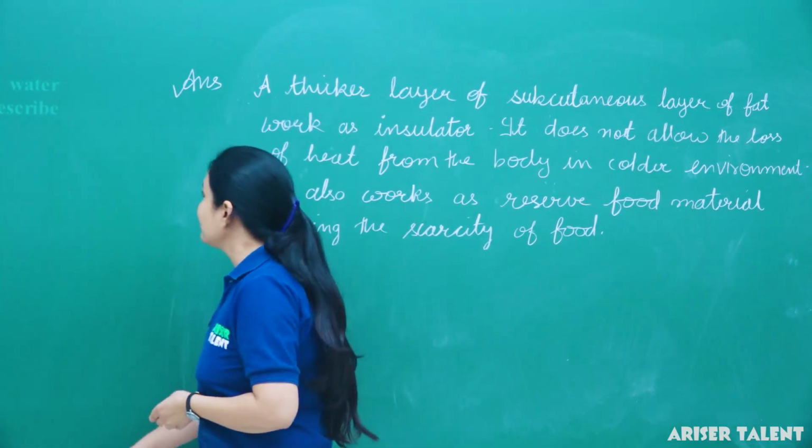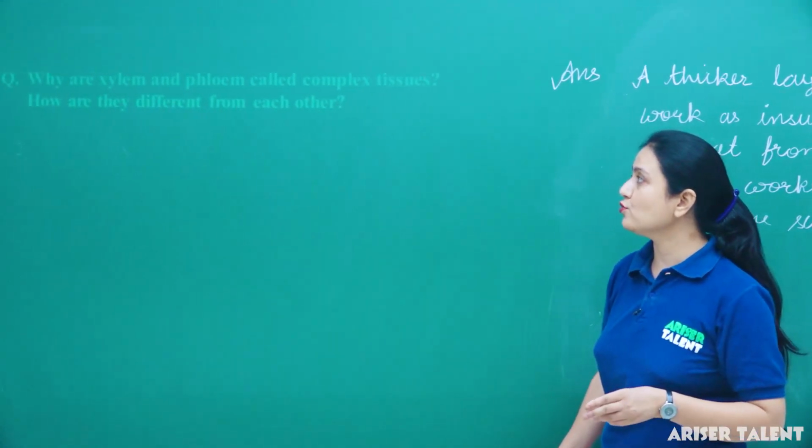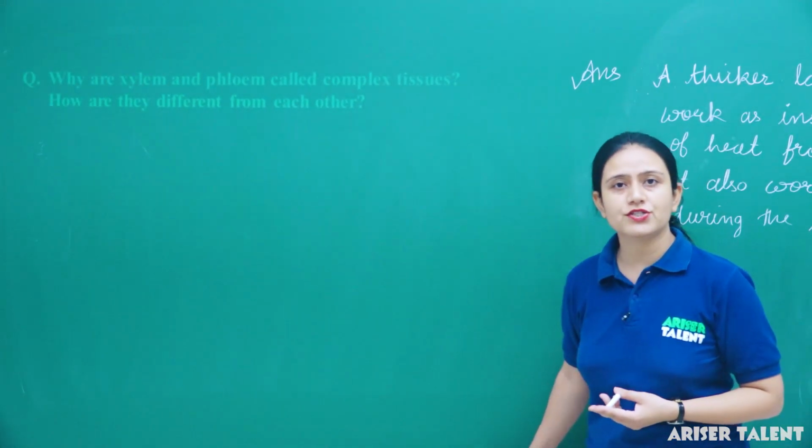Okay, now next is, why are xylem and phloem called complex tissues? How are they different from each other?